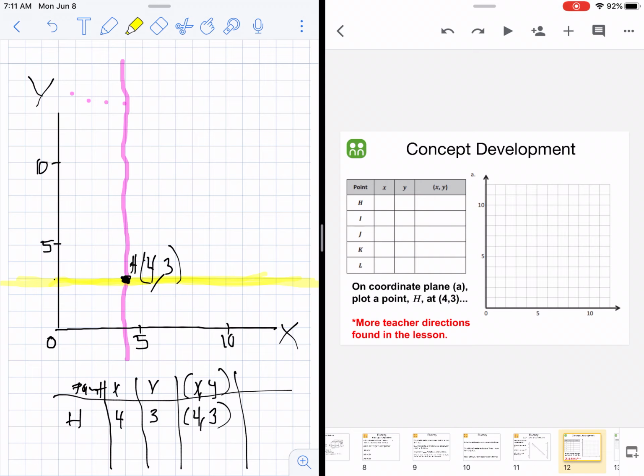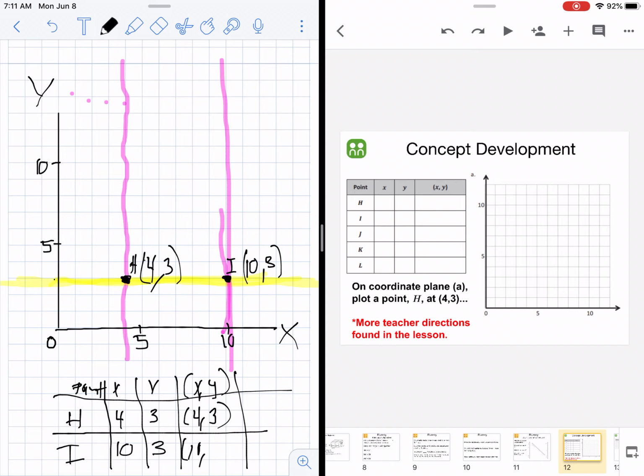Okay? And 10 units from the y-axis. So it's going to fall on this line. And where those two intersect, we're going to put our new point. This is I. And I is 10, 3. Okay, so fill in your chart. I, 10, 3.